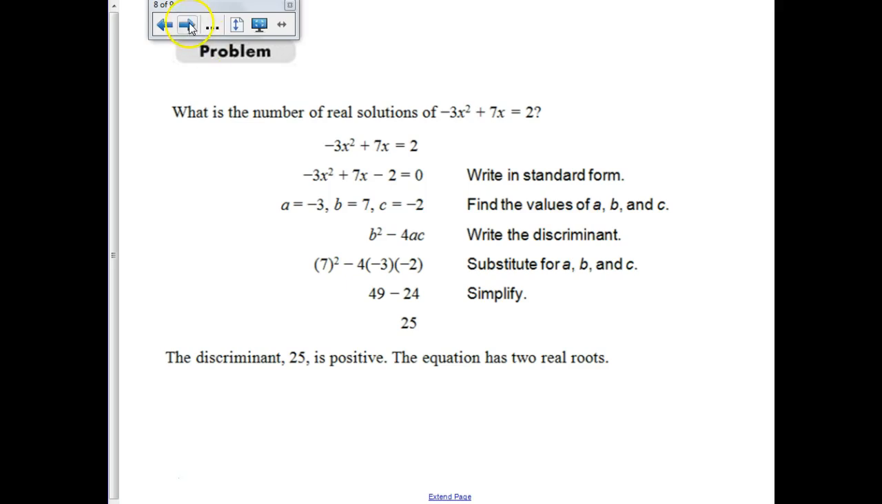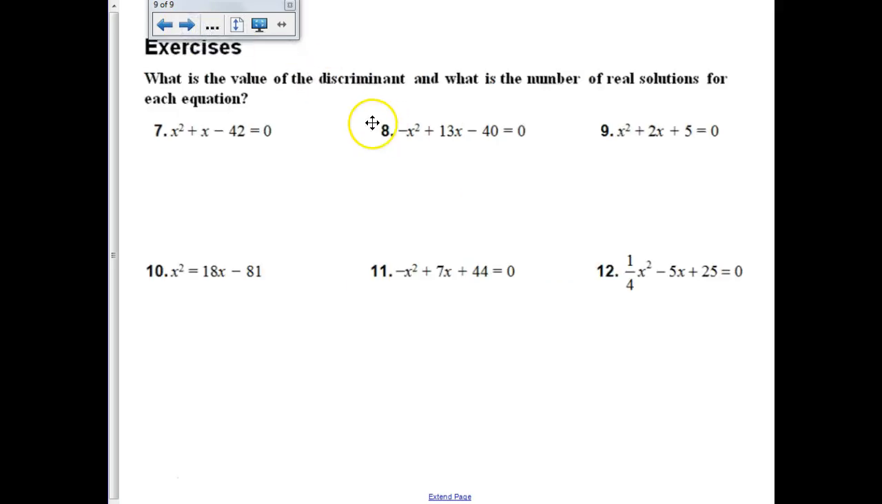And then let's move ahead to an example. If the discriminant comes out positive, you're going to be able to tell me something about the solutions. If it comes out 0, you can tell me something about the solutions. And if it comes out negative, you can tell me something about the solutions. So on each one of these, we're going to calculate b squared minus 4ac.